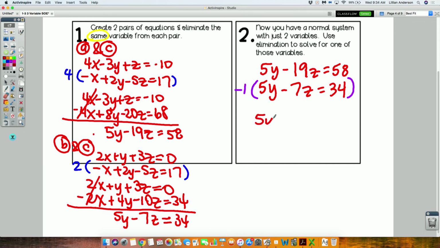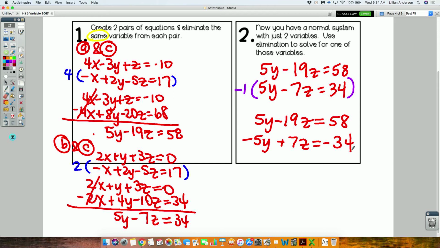So the top equation stays the same. So the bottom equation just gets negated. So that's a negative 5Y plus 7Z equals a negative 34. Be very careful, okay? The 3 variable ones, if you lose a sign, you gotta go all the way back to the beginning to figure out where you made your error, okay? So double check that I distribute correctly.